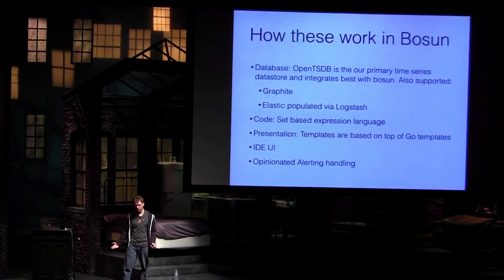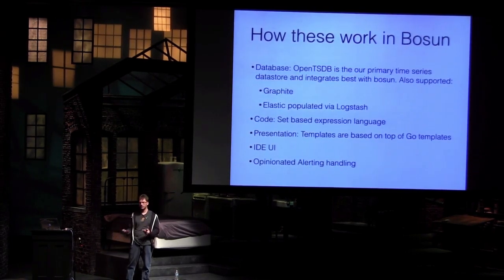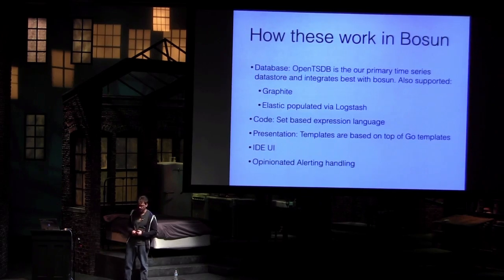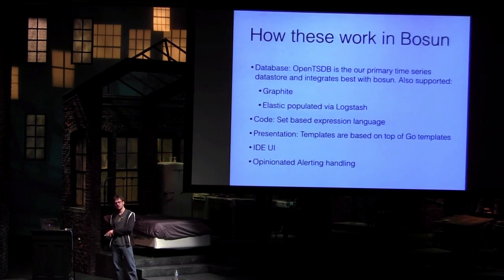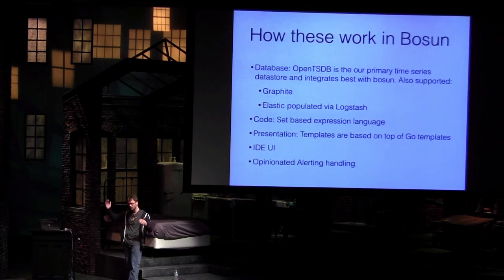So how does this work in Bosun? For Bosun, the time series database, our primary one is OpenTSDB. That's what integrates best with Bosun. But you can also query Elastic, assuming it was populated by Logstash, so you can treat your logs as time series and do alerts, and then in the templates you can actually show some of those log entries. And we also have Graphite support.